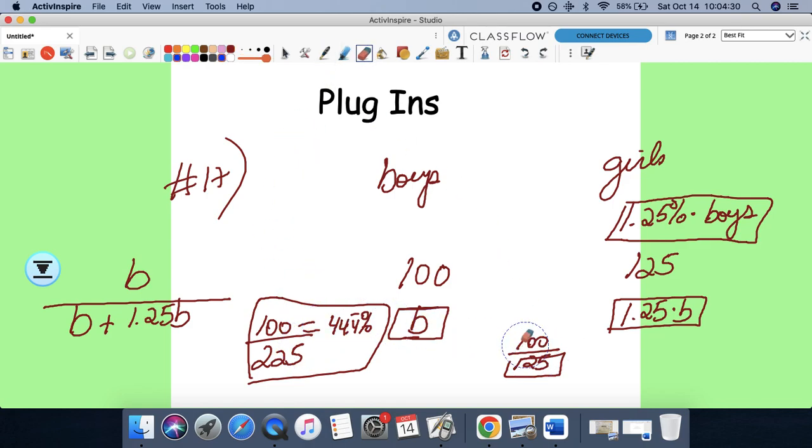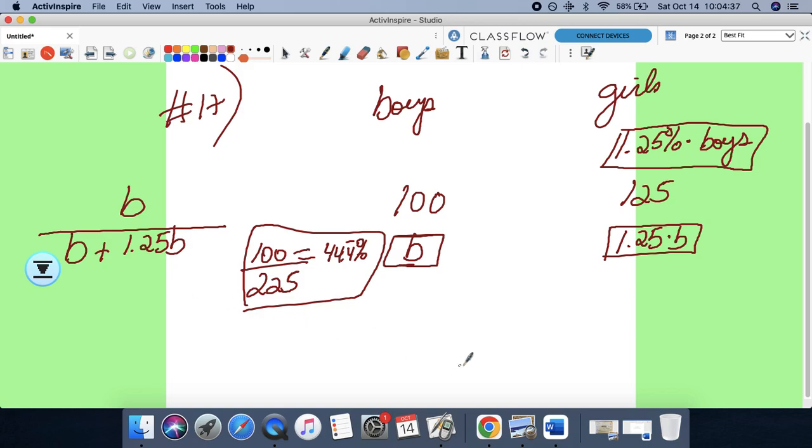But that's not right because at the bottom we need the total number of the school population, right? Which we know to be 225. So A doesn't work. B is a number of boys. So again, B is a number of boys, which in this case we have 100. And at the bottom we have 2.25 times 100. Well, if you multiply 2.25 times 100, you get 225, which is the total we found.